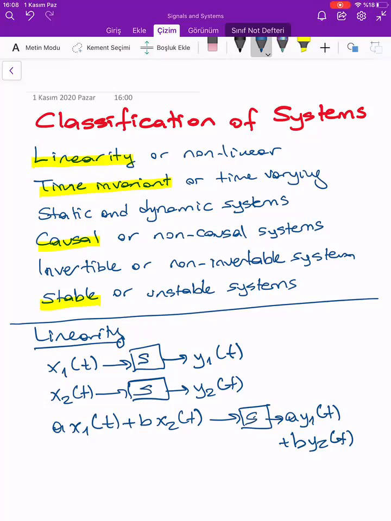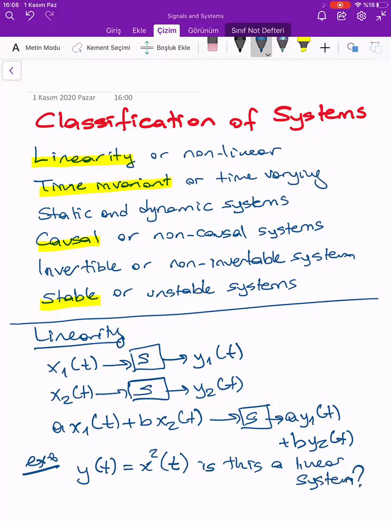Let's check on one example if this is the case. For example, if I tell you that my system characteristic is given like this, y of t is equal to x squared of t, my question is, is this a linear system? I want you to think about this at this point and then come up with any answers for that.